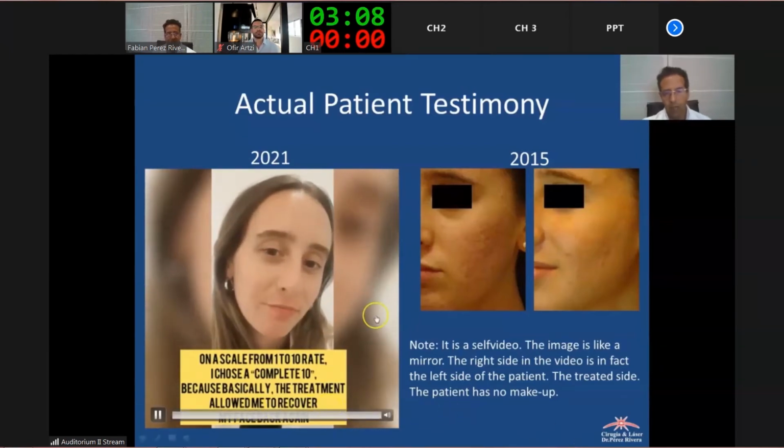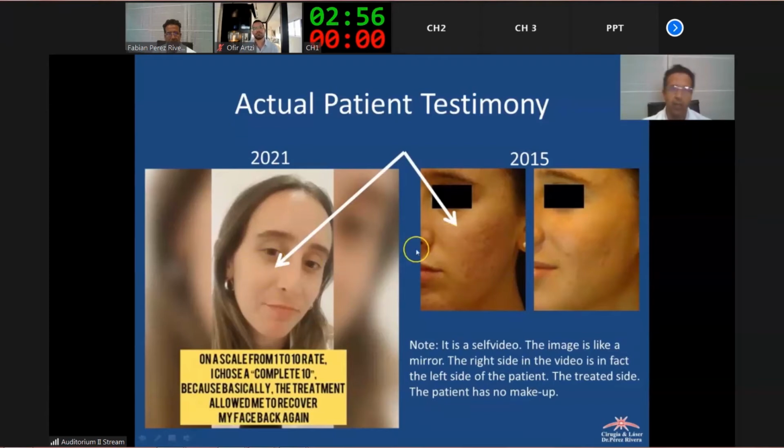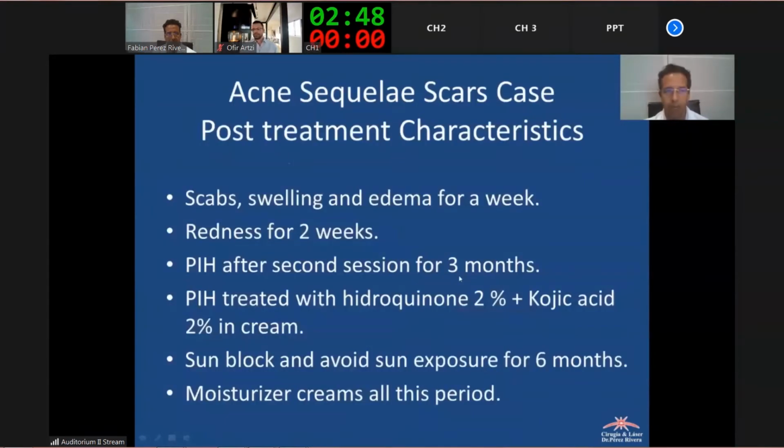Well, only to know that it's a selfie video. The image is like a mirror. That's why this right side is in fact the left side of my patient. This side was treated, and of course the patient doesn't have any kind of makeup.